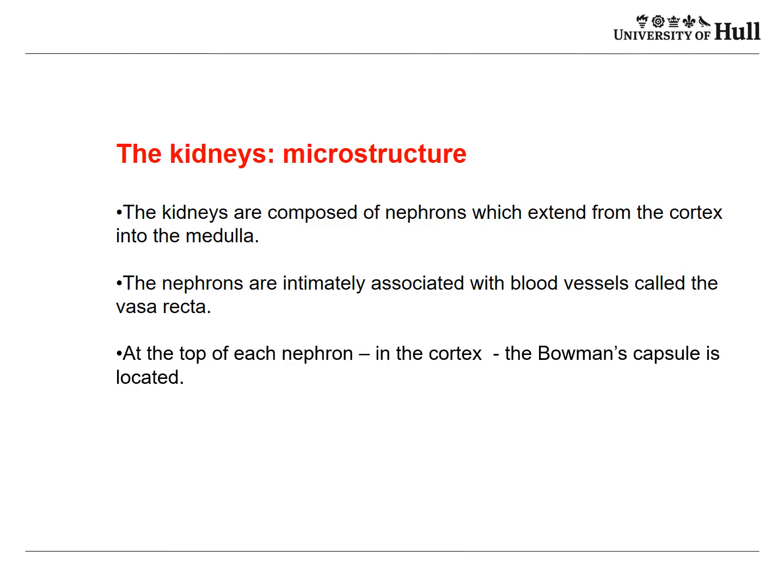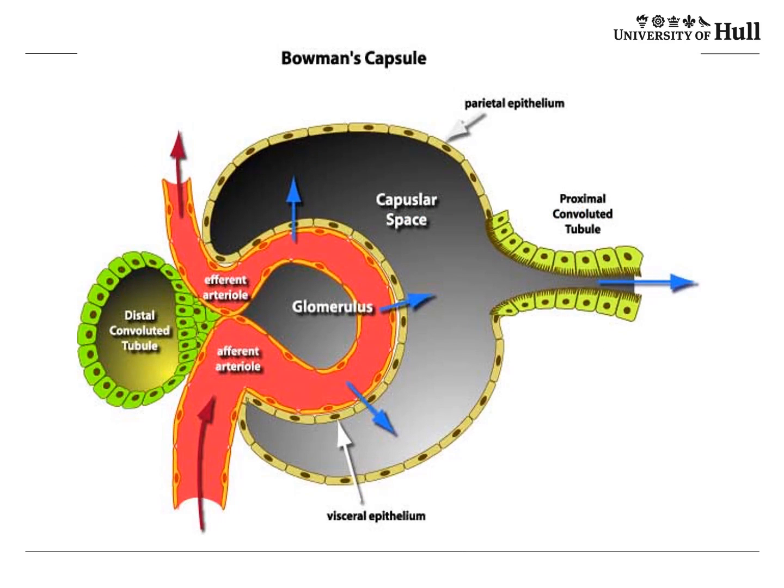At the top of each nephron in the cortex, therefore, there's a Bowman's capsule, and the Bowman's capsule contains the glomerulus. And this is just a diagrammatic representation of the Bowman's capsule.